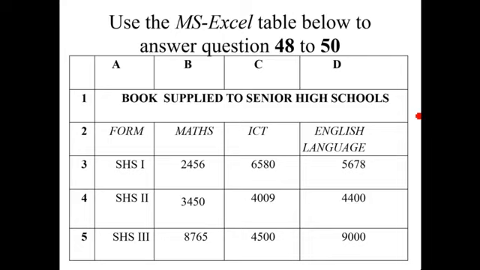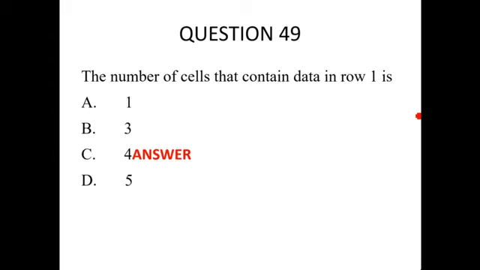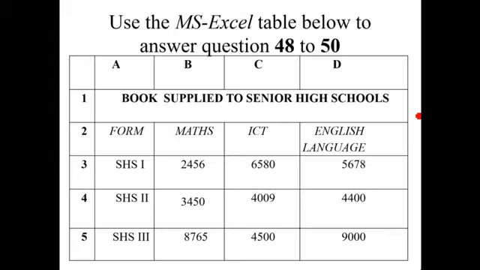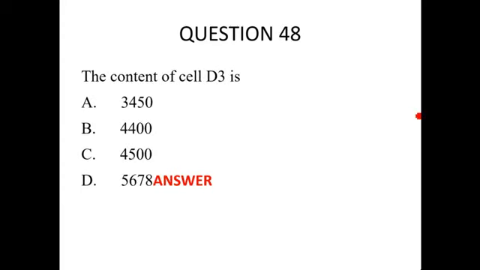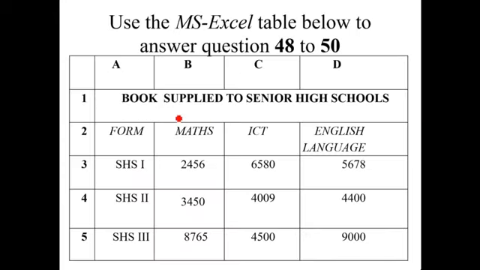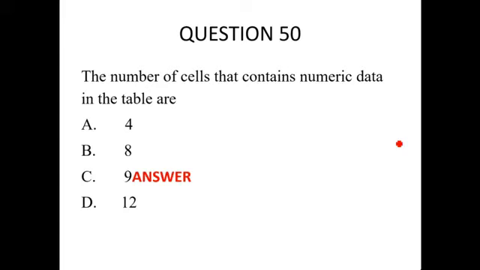So we are going to answer questions 48 to 50 with this table. Question 48 says the cell D3 contains 5, 6, 7, 8. Then for 49, the number of cells that contain data in row 1. In row 1, we have A1, B1, C1, D1, and that is 4. Question 50 is talking about the number of cells that contain numeric data. And the number of cells that contain numeric data here is 9.